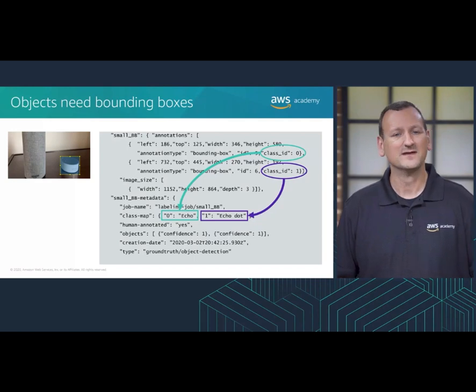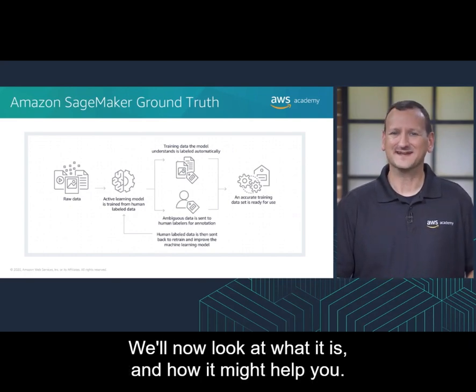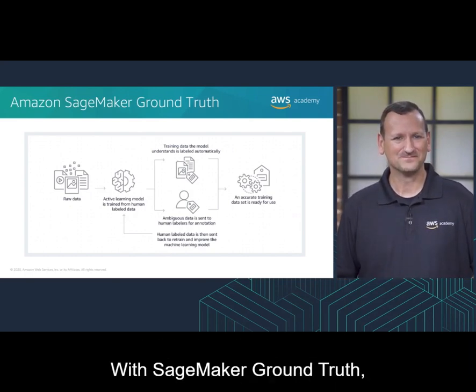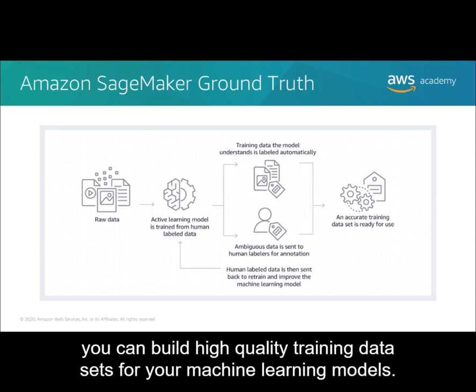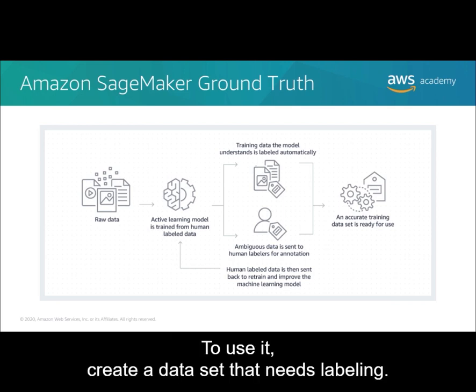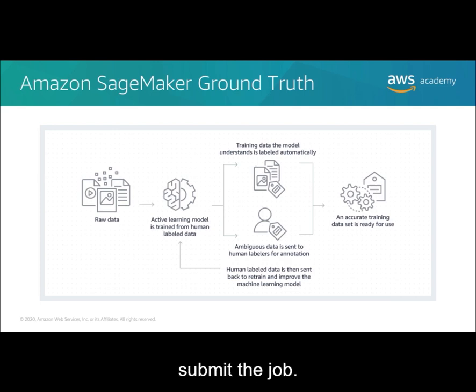We've mentioned Amazon SageMaker Ground Truth a few times. We'll now look at what it is and how it might help you. With SageMaker Ground Truth, you can build high-quality training datasets for your machine learning models. To use it, create a dataset that needs labeling. You then provide detailed instructions on what needs to be labeled and submit the job.